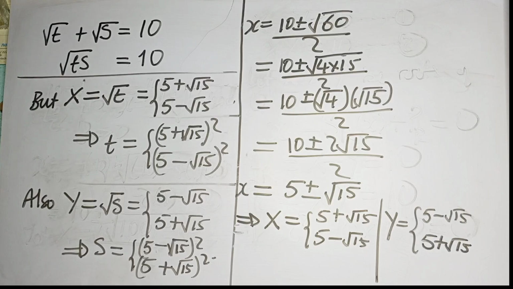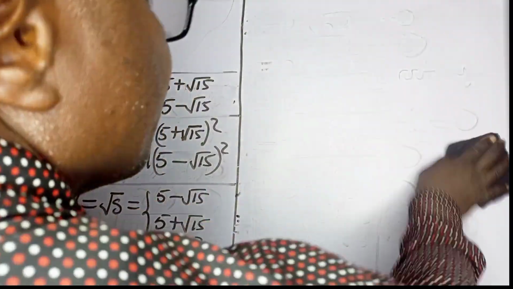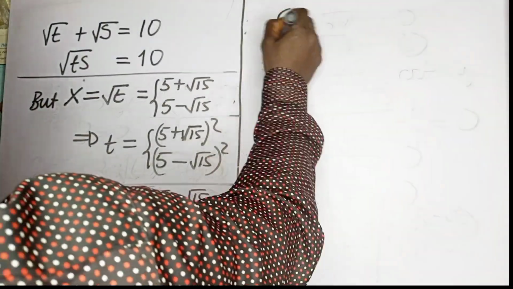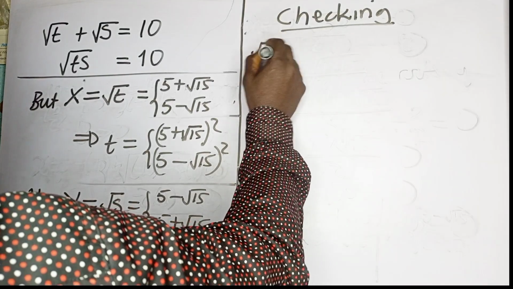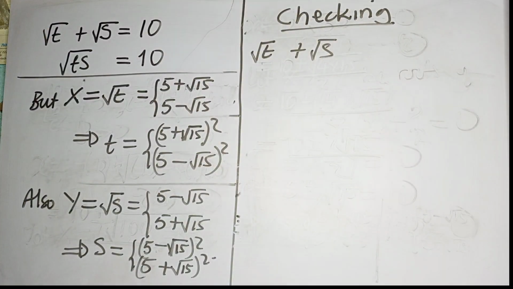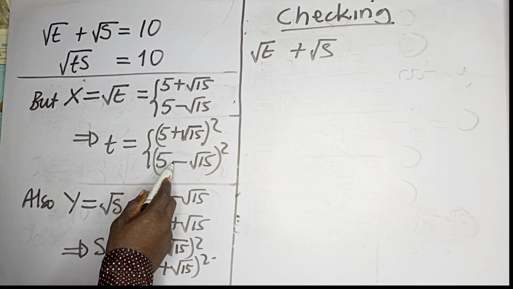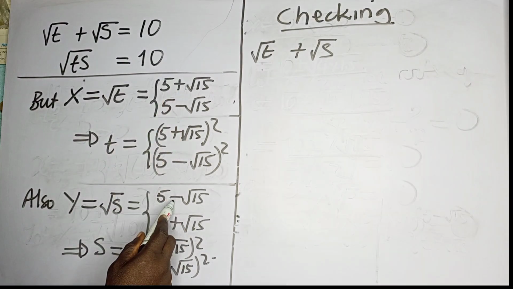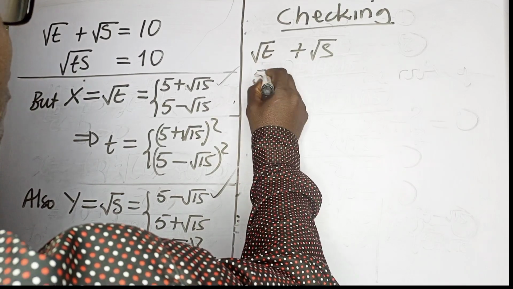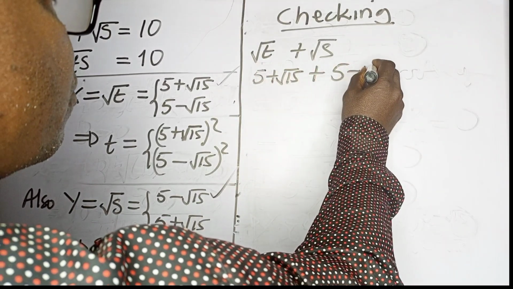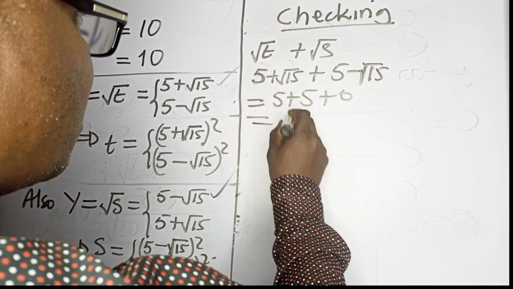So can we now check? It's important to verify, to be sure that what we have is actually the solution required. So checking, let's take the left hand side of the first equation, root t plus root s. Are we going to get 10? Now what is root t? If root t is this one, then root s will be this one. We take the first and the first. So if we have 5 plus root 15 plus 5 minus root 15, we see this gives us 5 plus 5 plus 0, which is 10.